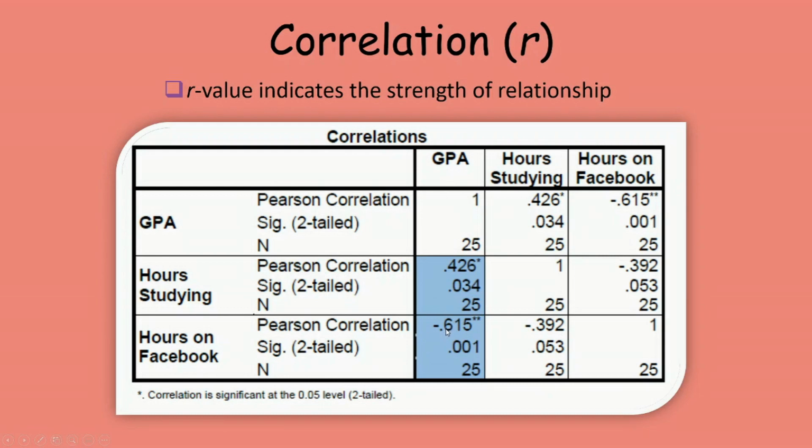So it's a pretty strong negative relationship. As GPA increases, hours on Facebook decreases, or as the hours on Facebook increase, your GPA decreases. And just so everyone knows, this is pretty made up data, so don't report these as facts. Just some made up data. Again, our significance for both is below the 0.05 alpha level.